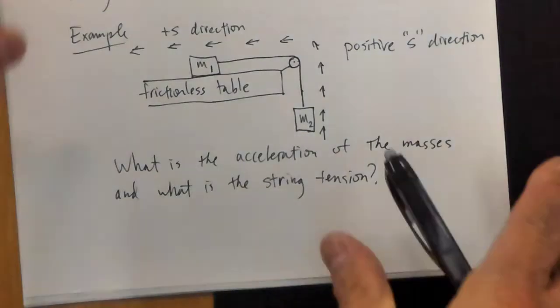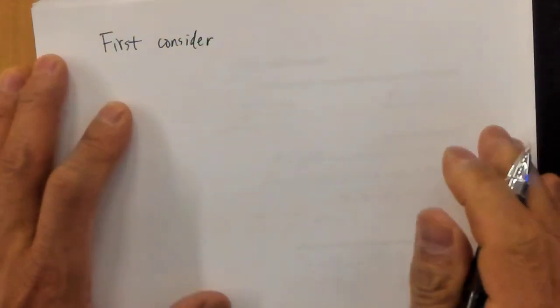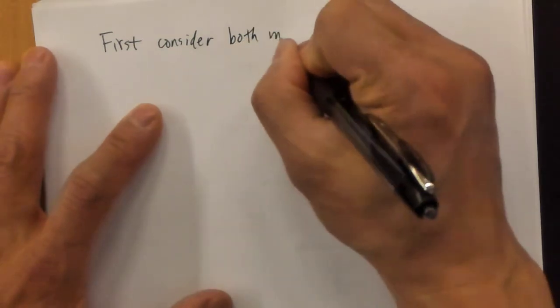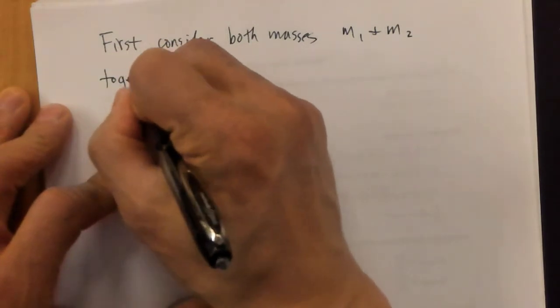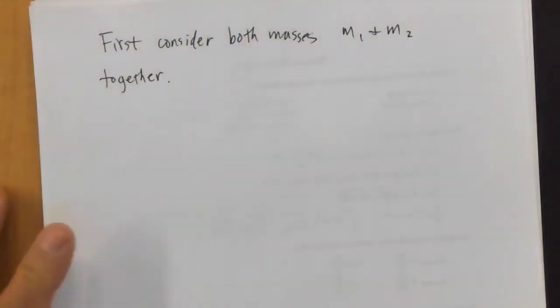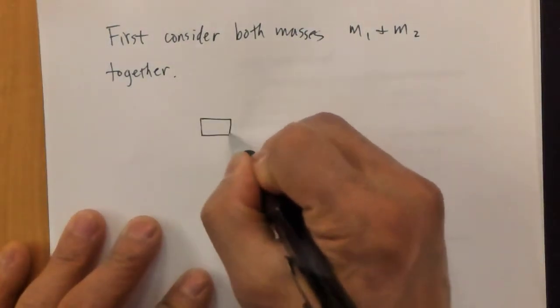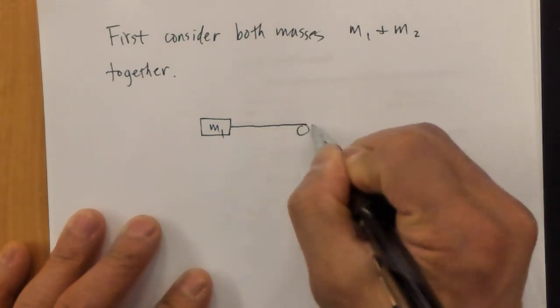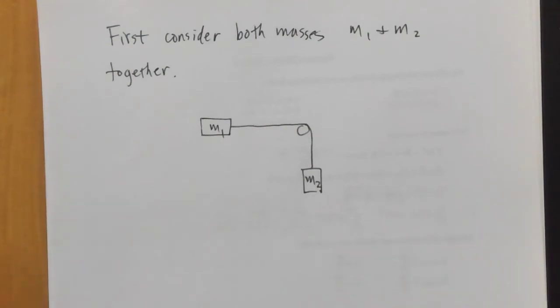To solve this problem in the simplest possible way, take a new sheet. We first consider both masses, M1 and M2 together. All right. So let's take a look at the free body diagram for this system. So I have M1 over here. It's connected to M2 over here. And now let's think about the forces.